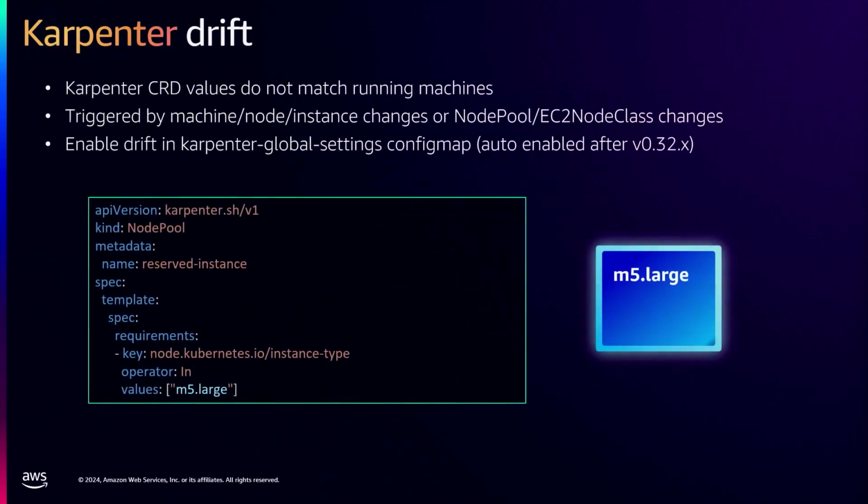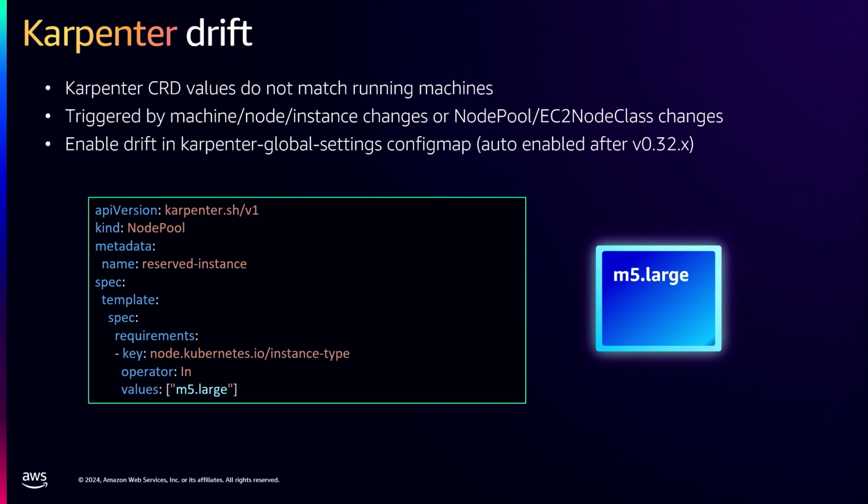So I talked about drift. What is drift? Karpenter is Kubernetes native, and the Kubernetes core principle is to reconcile between the desired state and the current state. And Karpenter is no different. So let's say in this case, in the node pool, you have a reserved instances contract, you are using M5 large, so all the EC2s that this node pool spun up are M5 large.